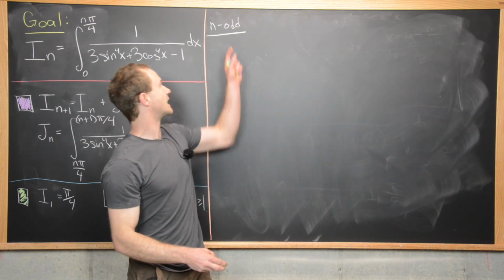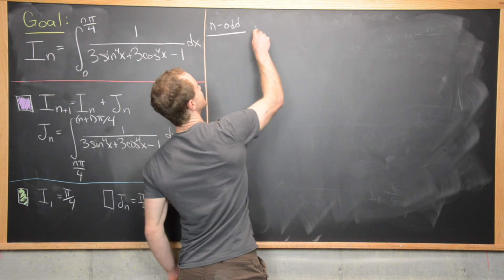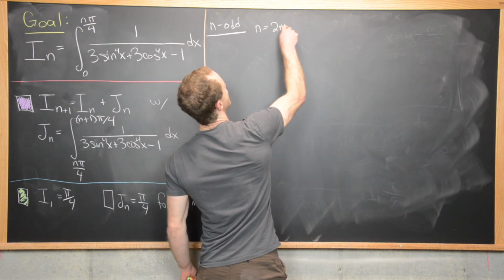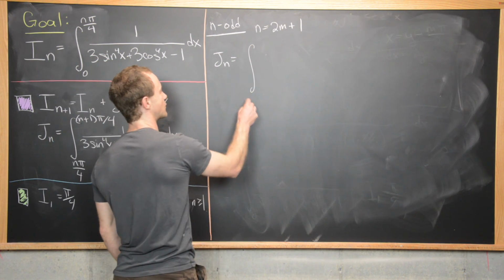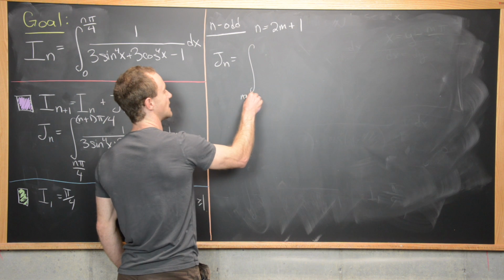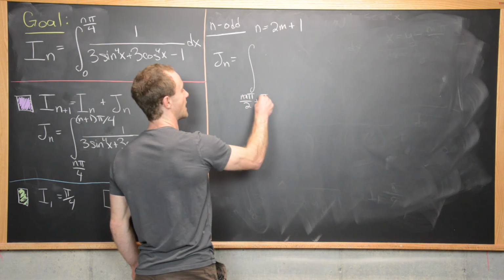Okay, now we're ready to look at odd values of n. In other words, that means we can write n as 2m plus 1. So in this case, that's going to make my J_n equal to the integral from m times pi over 2 plus pi over 4.